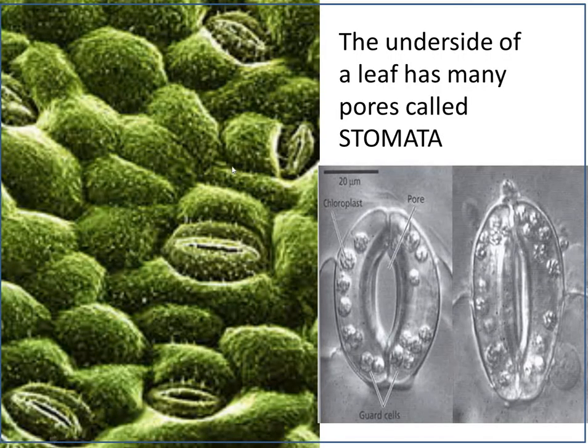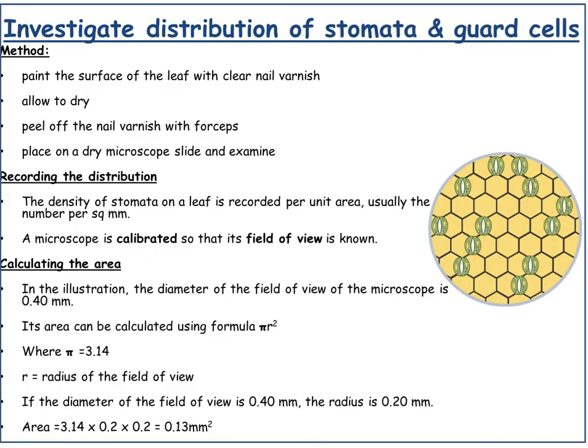And I think this is a scanning electron micrograph of stomata, so like a 3D version. The underside of the leaf, the lower epidermis, has many pores called stomata, and the reason they're found on the lower epidermis is because it's more protected on the lower side of a leaf from wind, from light, or anything that might cause water to evaporate, because the plant doesn't want to lose water.